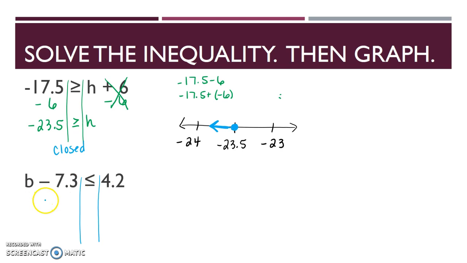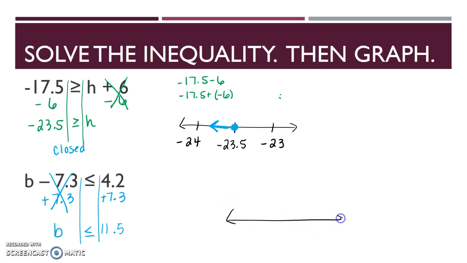So I want to add 7.3 to both sides. That allows me to cross off my 7.3s on the left side. I'm left with my variable b. I bring down my inequality sign, the less than or equal to. And here, when we're adding with decimals, we need to make sure our decimals are lined up. And here they happen to be anyway. When we add these together, we get 11.5. So b is less than or equal to 11.5.